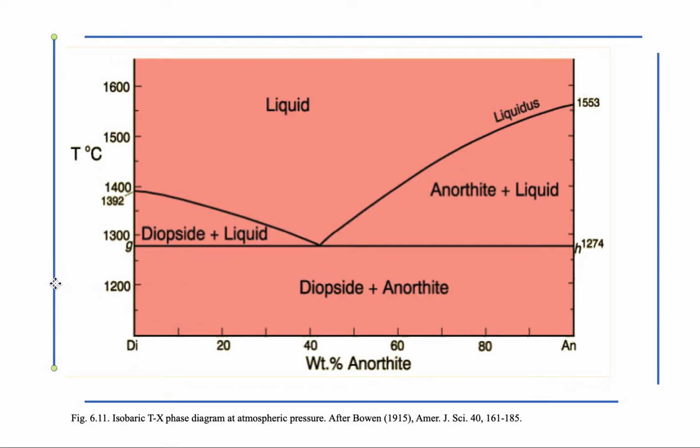So what happens if we have pure diopside over here? Well, we don't really need this. We've got the scale bar here. Pure diopside will melt at 1392 degrees centigrade. Pure anorthite will melt over here at a much higher temperature, 1553.